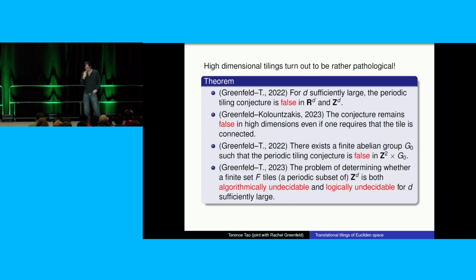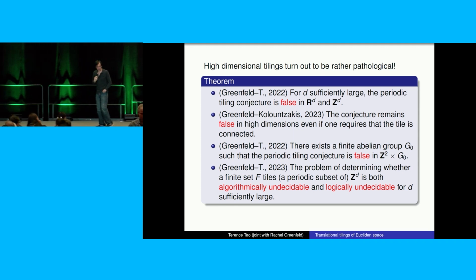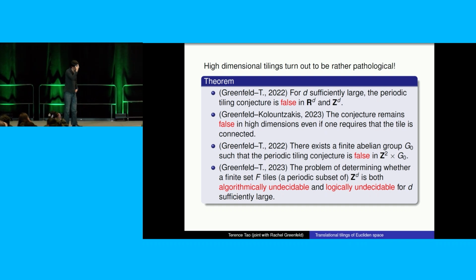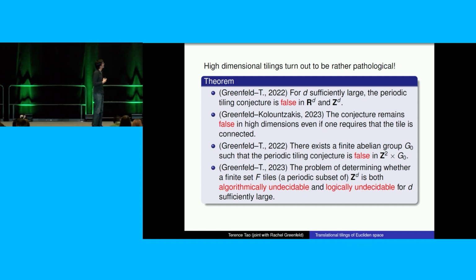I've been working with Rachel Greenfeld for quite a while, for a couple of years, in this area, and we have a different approach. We eventually realized that the high-dimensional case was quite different from the low-dimensional case. Our results show that things are really pathological in high dimensions. Even though there are always positive results about tiling in low dimensions, it's not indicative of what happens in high dimensions. In sufficiently high dimensions, the periodic tiling conjecture fails. There are tiles in high dimensions for which the only tilings are non-periodic.